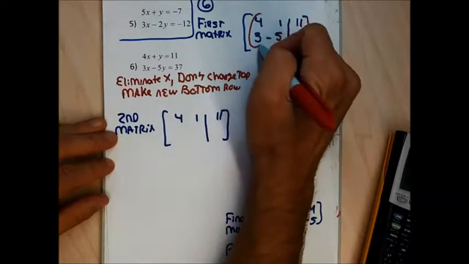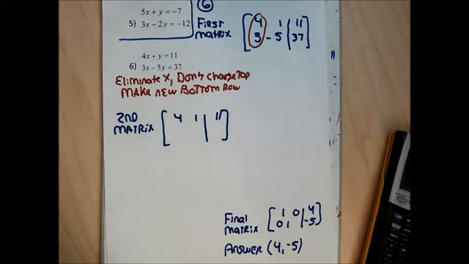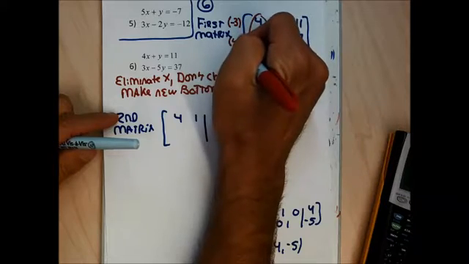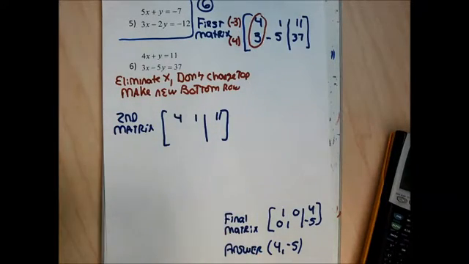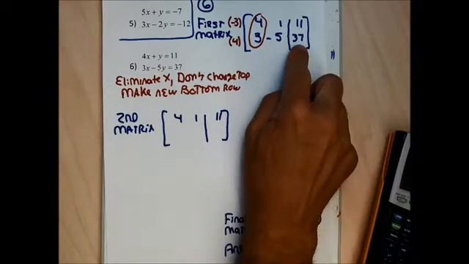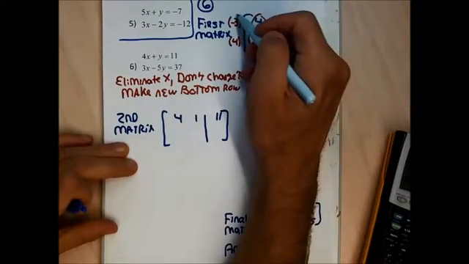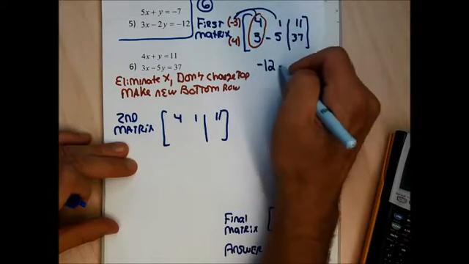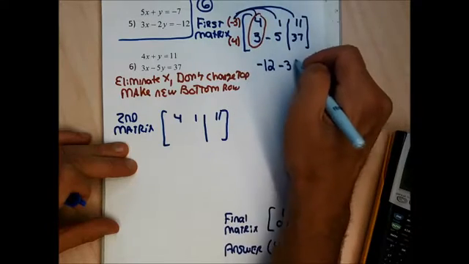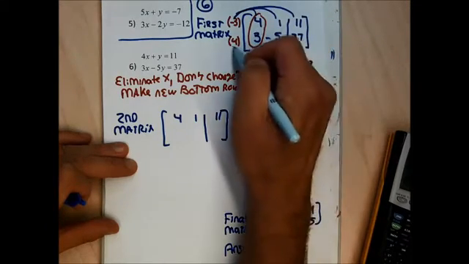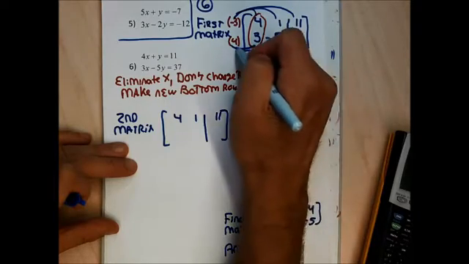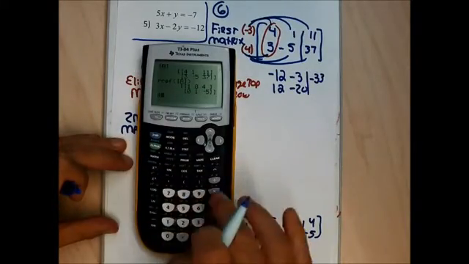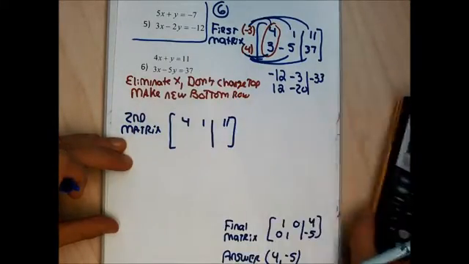To eliminate the x's, I'm going to need 12s in front of the x's. One has to be positive, the other has to be negative. I'm going to multiply this row by negative 3 and this by positive 4 to get a negative 12 and positive 12 in front of my x's. This 37 bugs me, but I'll live with it. So for the top row, negative 3 times 4 is negative 12. Negative 3 times 1 is negative 3. Negative 3 times 11 is negative 33. Bottom row, 4 times 3 is 12. 4 times minus 5 is minus 20. 4 times 37, I'm afraid to do that, is 148.